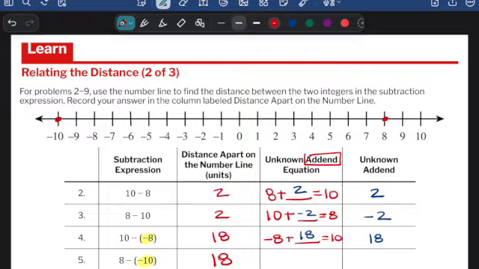Now when we write our unknown addend equation, again, we start with the second number. The second number is negative 10. What do I add to negative 10 to get to positive 8? I have to add 18. And I'm going to the right.